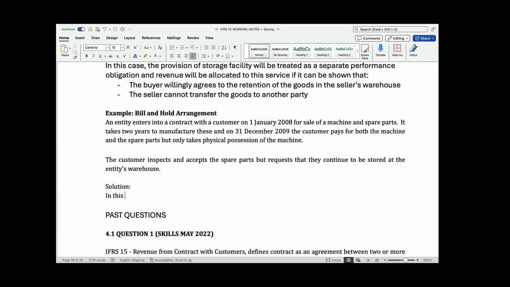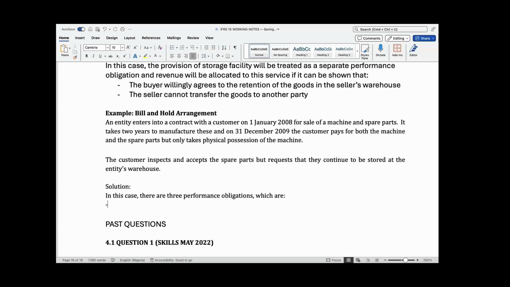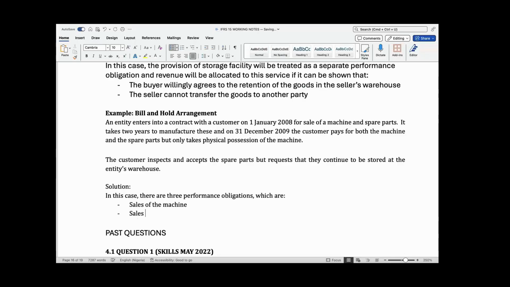So in this case, there are 3 performance obligations, which are sales of the machine, sales of the spare parts, and provision of storage facility.